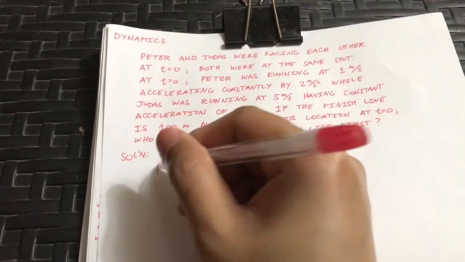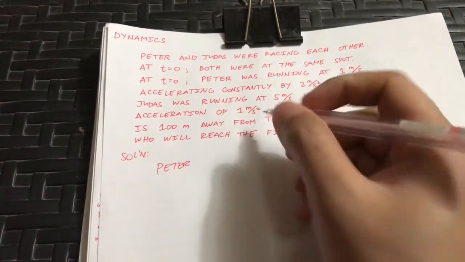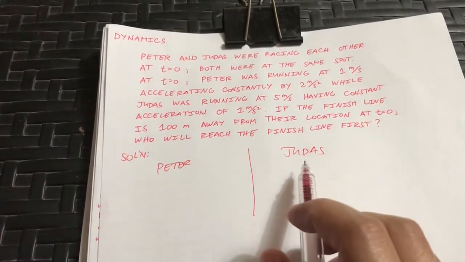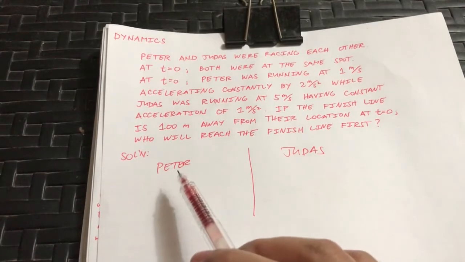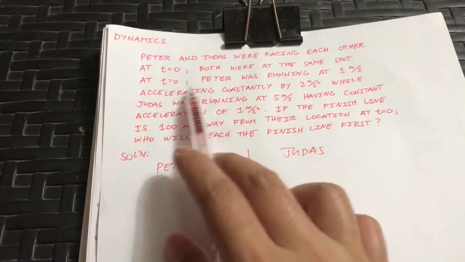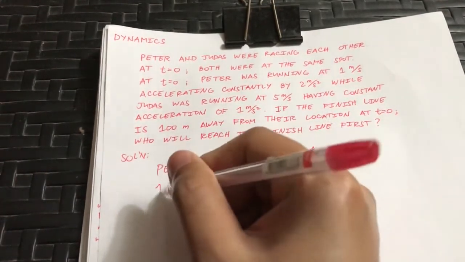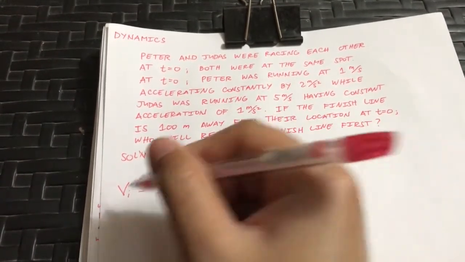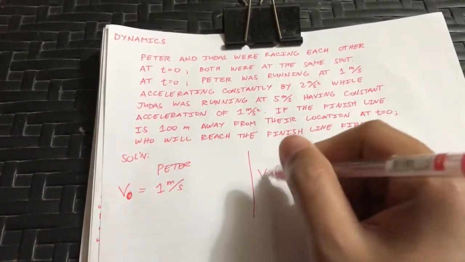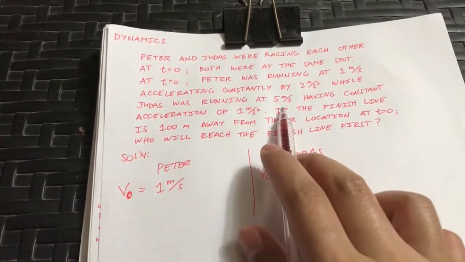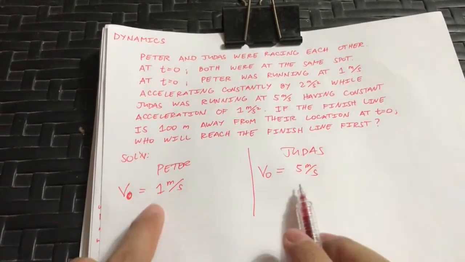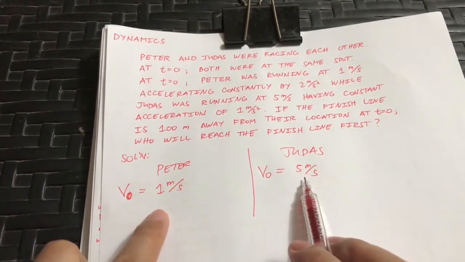To solve this problem, let's divide our given into two parts. One for Peter, one for Judas. Peter initially, at time 0, was running at 1 meter per second. We can have this as our initial velocity or V0, while the V0 for Judas is 5 meters per second. So obviously, initially, Judas was running 5 times faster than Peter.